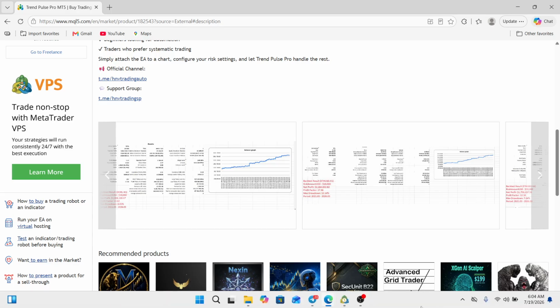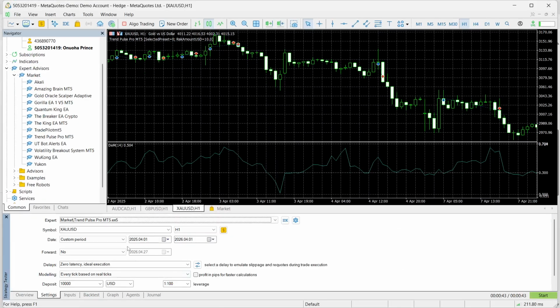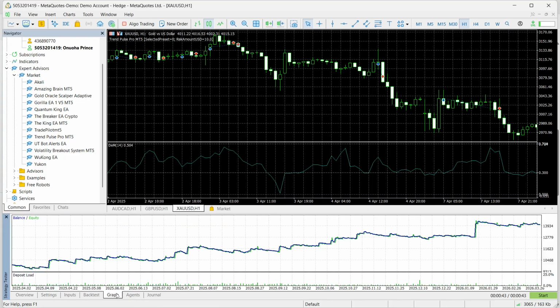In my own testing, I put the EA through a backtest for a period of 1 year, ranging from the 1st of April 2025 to the 1st of April 2026. I used one of the recommended symbols, the XAUUSD, and one of the recommended time frames, the H1, and an initial deposit of $10,000. The equity curve shows nice upward growth with several healthy pullbacks that recovered well. Deposit load indicates consistent trading without overexposure.